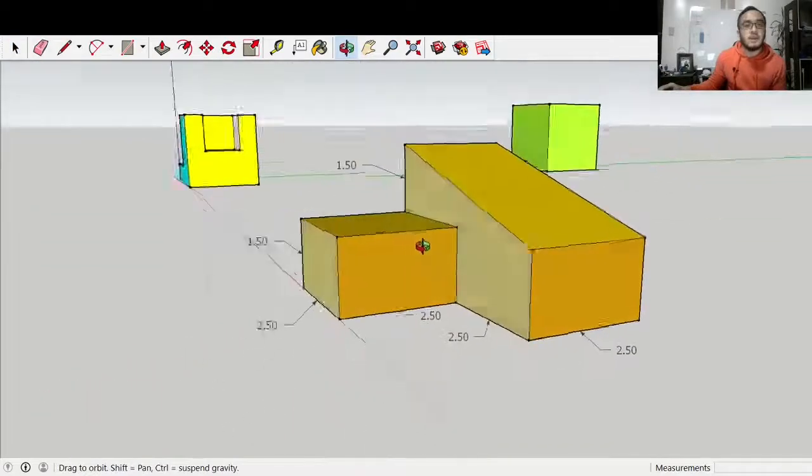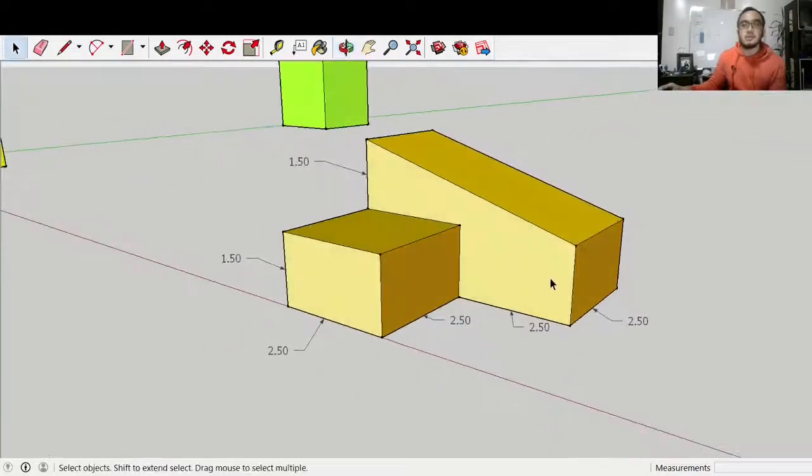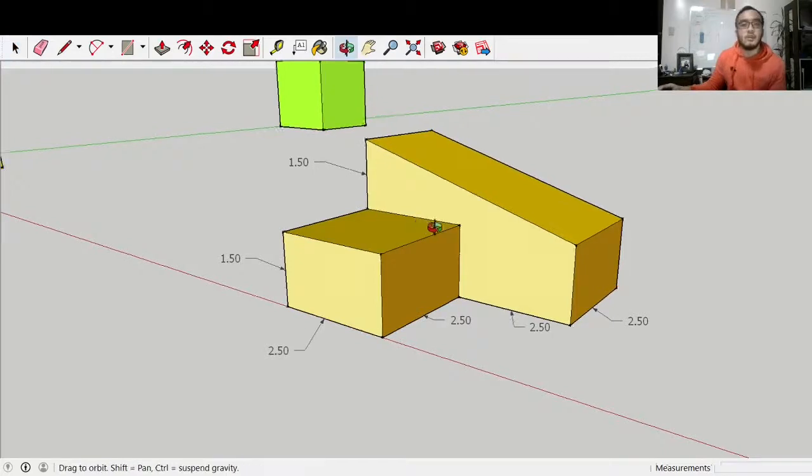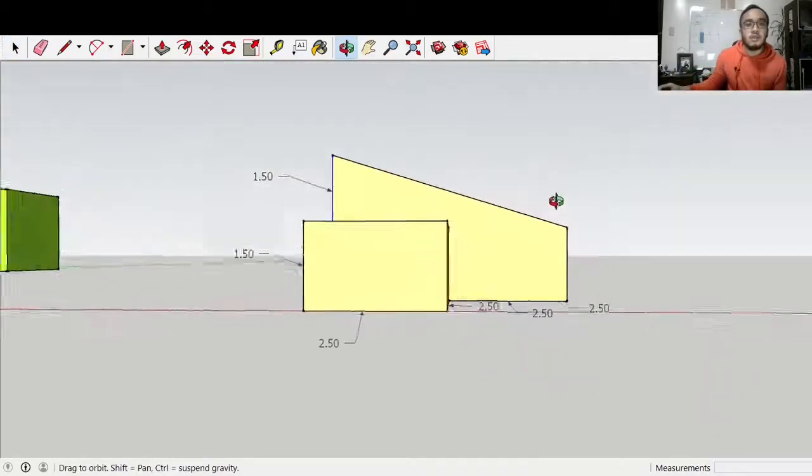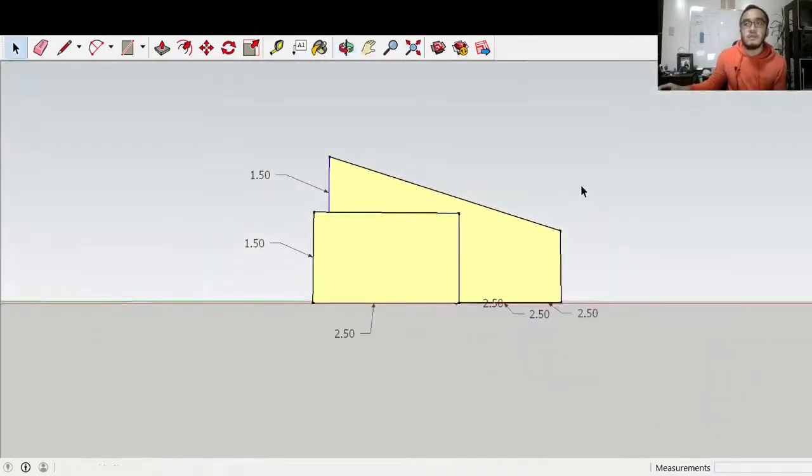But the first thing that we have to do is to find its measurement. But I've already done that for you. So, makita na natin, this is 1.5 meters, 1.5 meters, 2.5 meters, and etc. So, to begin with, we must draw a horizontal line that would be your base for the front view. So, this would be your front view.